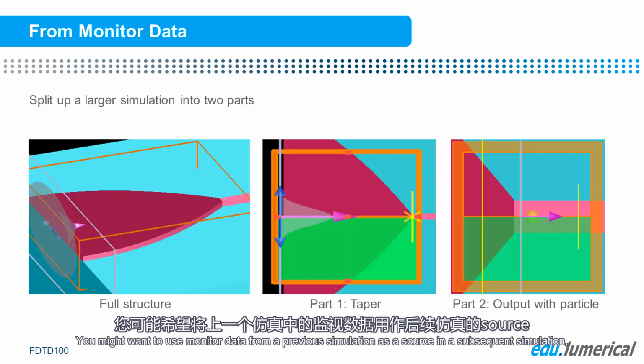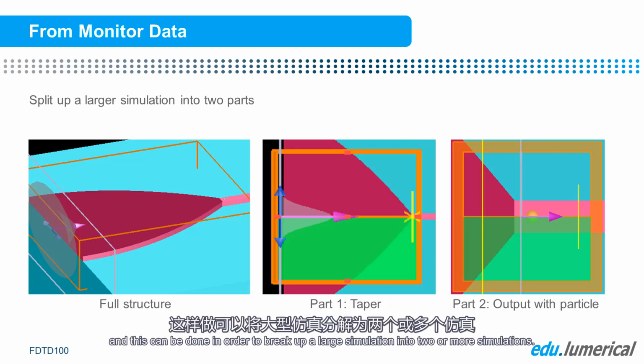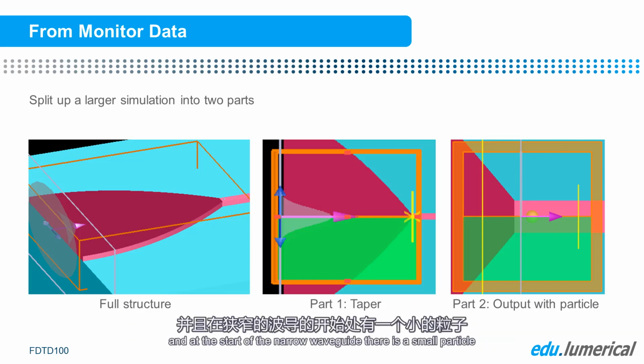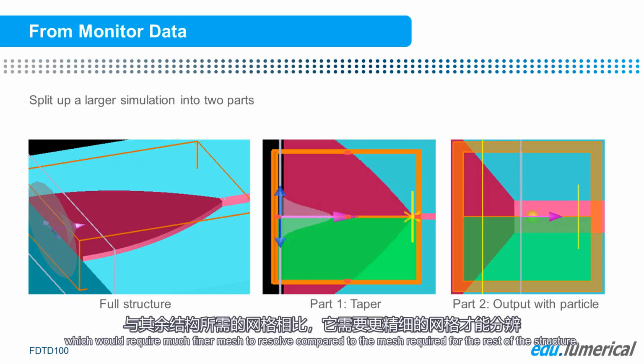You might want to use monitor data from a previous simulation as a source in a subsequent simulation, and this can be done in order to break up a large simulation into two or more simulations. For example, this is a taper structure which guides light into a narrow waveguide, and at the start of the narrow waveguide there's a small particle which would require a much finer mesh to resolve compared to the mesh required for the rest of the structure.